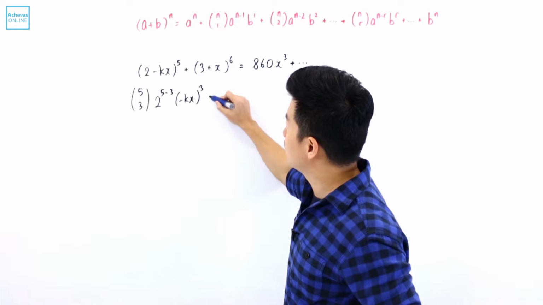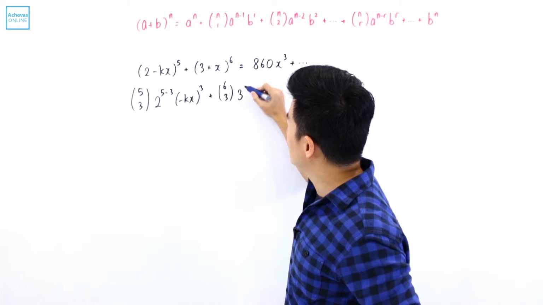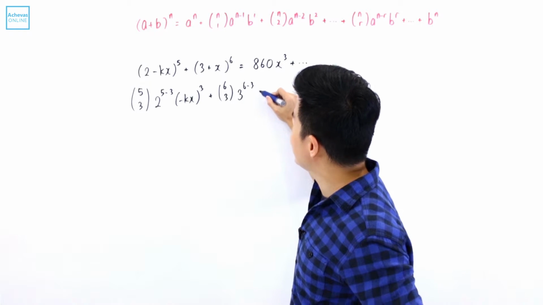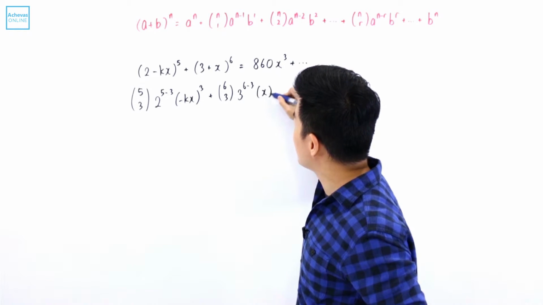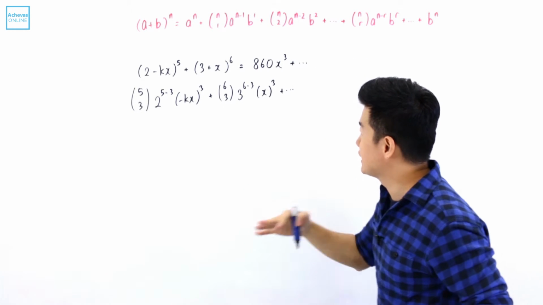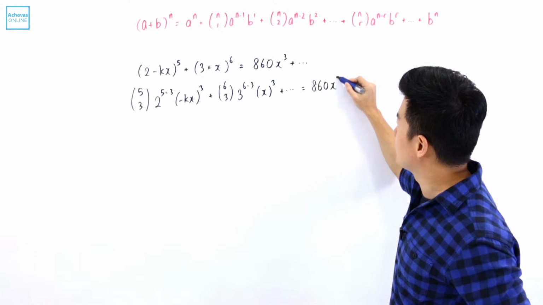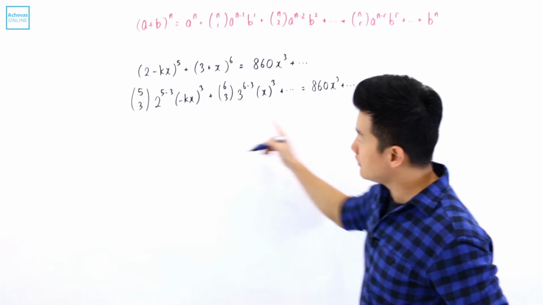I'll do that for this too. It is 6 choose 3, then 3 to the power of 6 minus 3, then we have x to the power of 3. All the rest of the other terms I'm going to just ignore, and this I'll equate once again to 860 x to the power of 3.